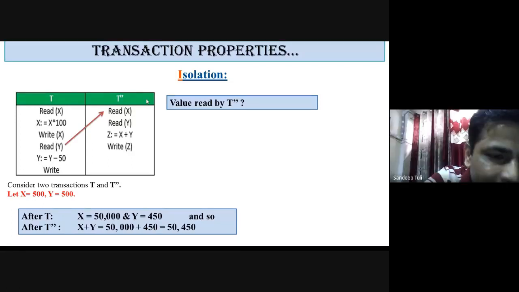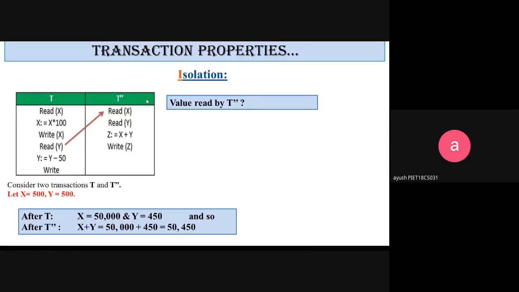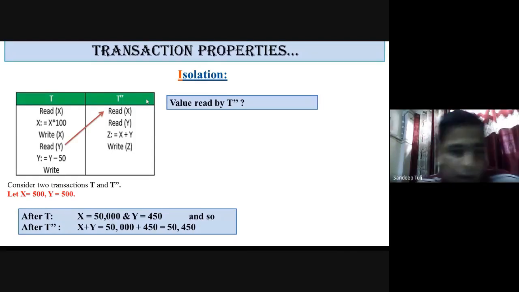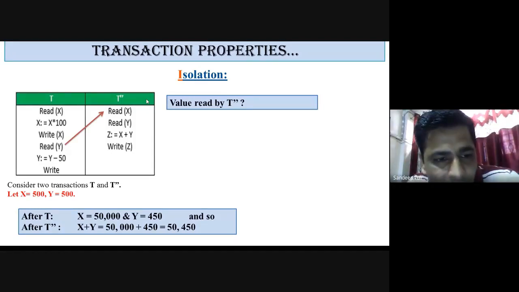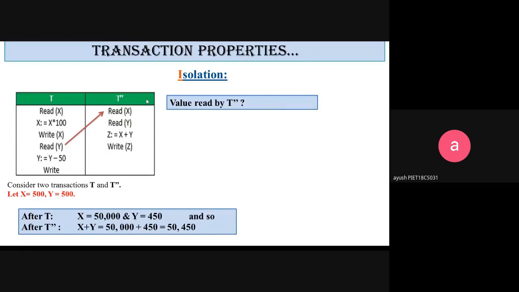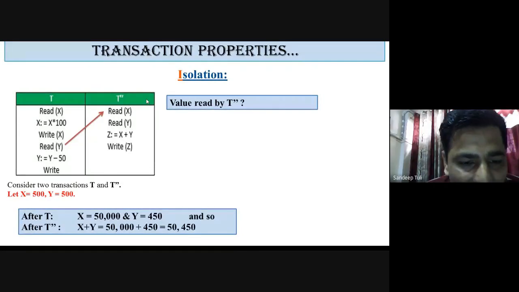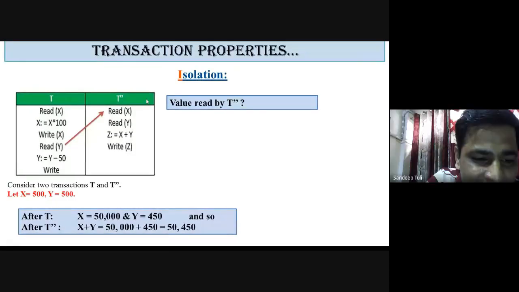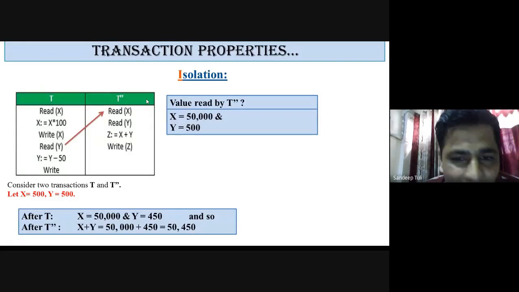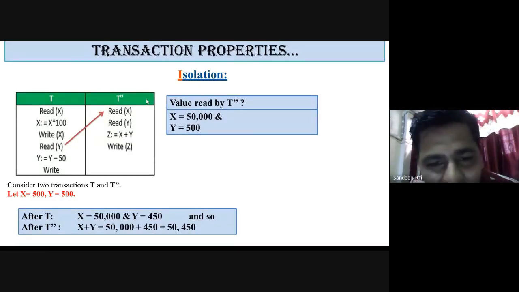In the case when the transaction T double dash has initiated after the read Y statement, you may see a red arrow. The red arrow means that after the read Y statement, Y equals Y minus 50 will not occur in transaction T double dash. Sir, 50,000 plus 500. And what value of Y will T double dash read? 500. Very good. In the previous case it read the value of Y as 450, but in this case it reads the values of X and Y as 50,000 and 500.